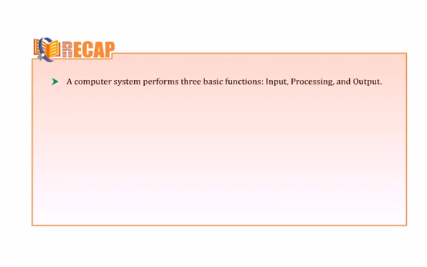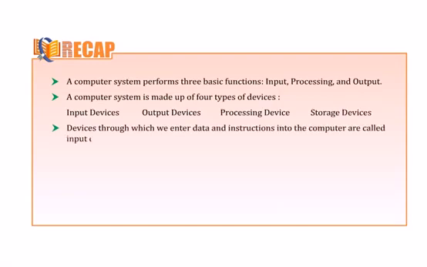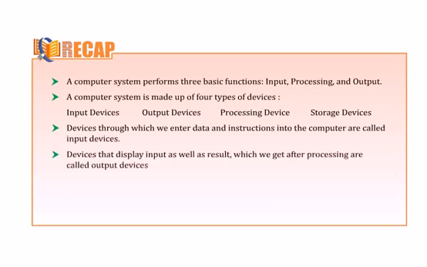Let us quickly glance through the key points discussed in this chapter. A computer system performs 3 basic functions: input, processing and output. A computer system is made up of 4 types of devices: input devices, output devices, processing devices, storage devices. Devices through which we enter data and instructions into the computer are called input devices. Devices that display input as well as the result, which we get after processing, are called output devices. Devices used to store data and instructions entered by the user are called storage devices.